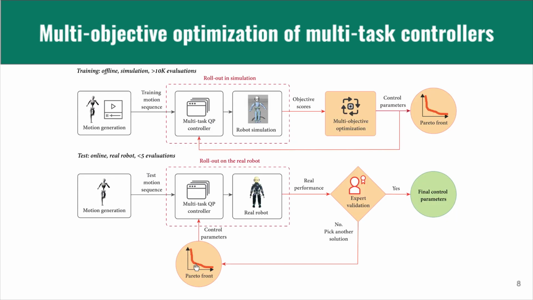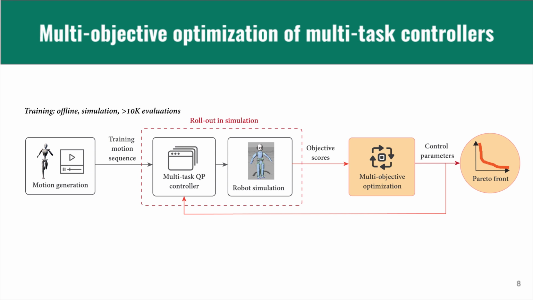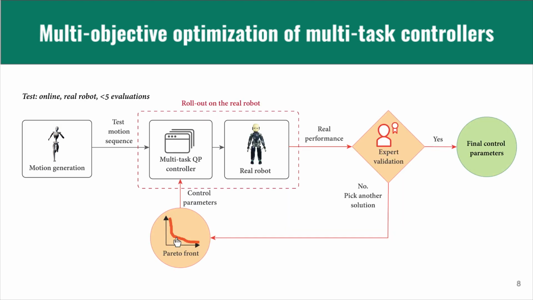Here's a flowchart of the learning procedure. First, the multi-objective optimization process based on rollouts performed on a simulated robot model computes offline a set of Pareto-optimal solutions. Each solution is a control configuration that trades off different performance criteria, optimized on a training sequence. Then, the user selects candidate solutions from the Pareto front and validates them on the real robot using test motion sequences. Here the purpose is to find transferable solutions that are high-performing and well-balanced.